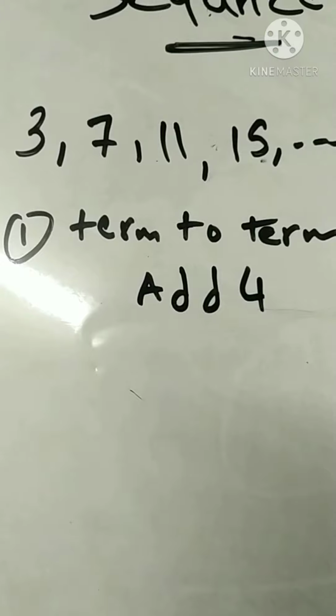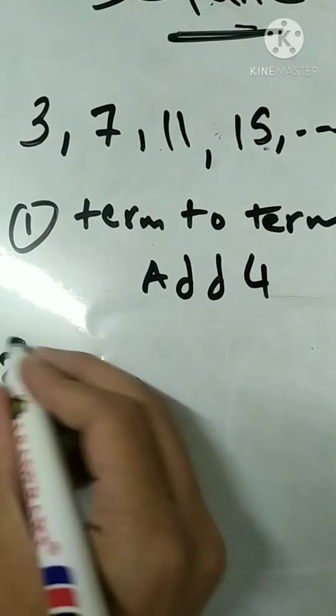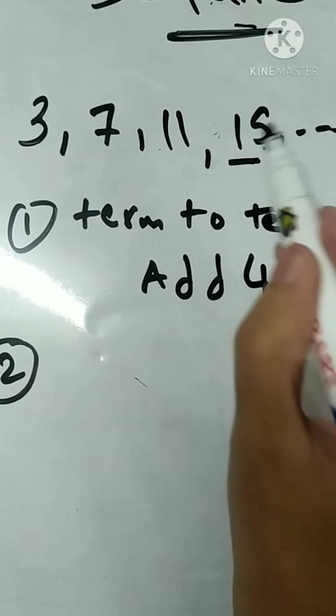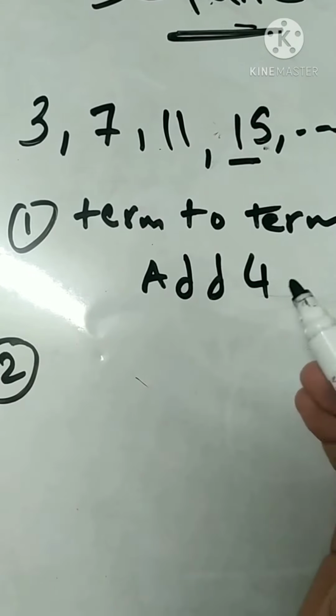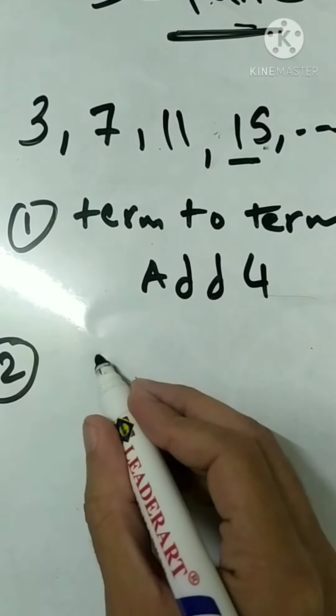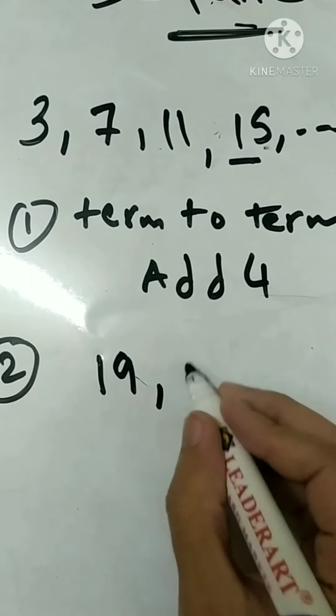What if he is asking me to get the next 2 terms in this sequence? This would be very easy. This is 15. Okay, so for the next term, we just use this rule, the term to term rule. So the next term is going to be 19. And if I want to get the term after it, it's going to be 23.